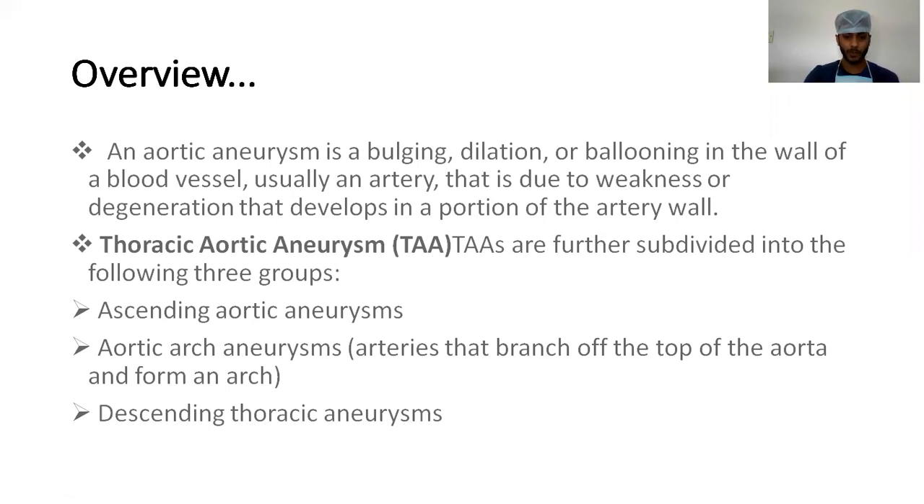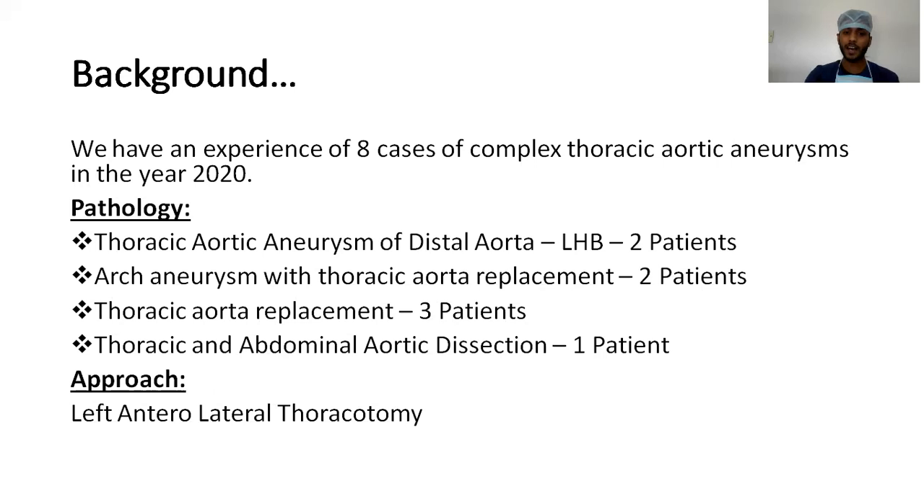Thoracic aortic aneurysms can be divided into three categories according to their position: ascending aortic aneurysm, aortic arch aneurysm, and descending thoracic aneurysm. Here we have an experience of 8 cases of complex thoracic aortic aneurysm in the year 2020. According to their pathology, we have categorized them into 4 categories.